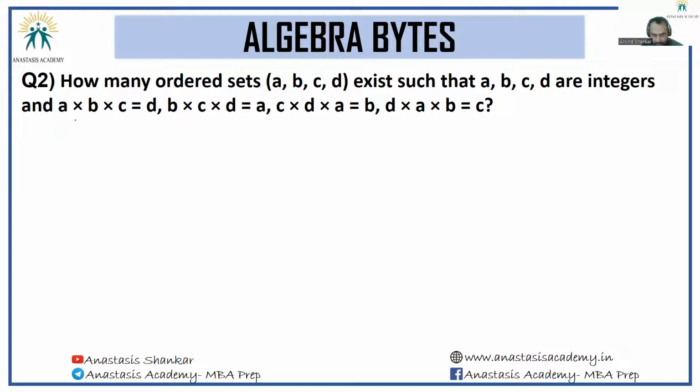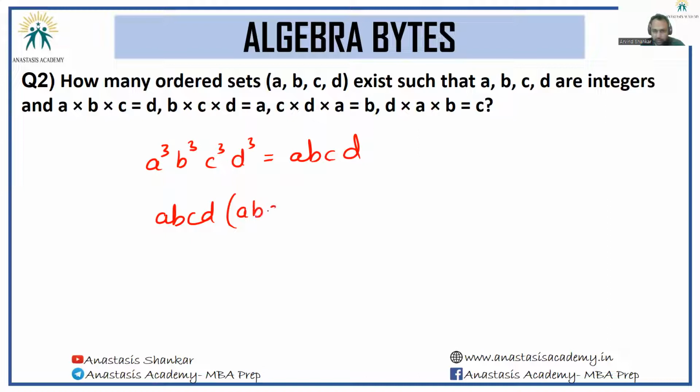first multiply all the terms that are on the LHS. We will get A³B³C³D³ is equal to ABCD. Additionally, take ABCD to the other side. You will get ABCD taken out common: ABCD whole squared minus 1 should be equal to 0.